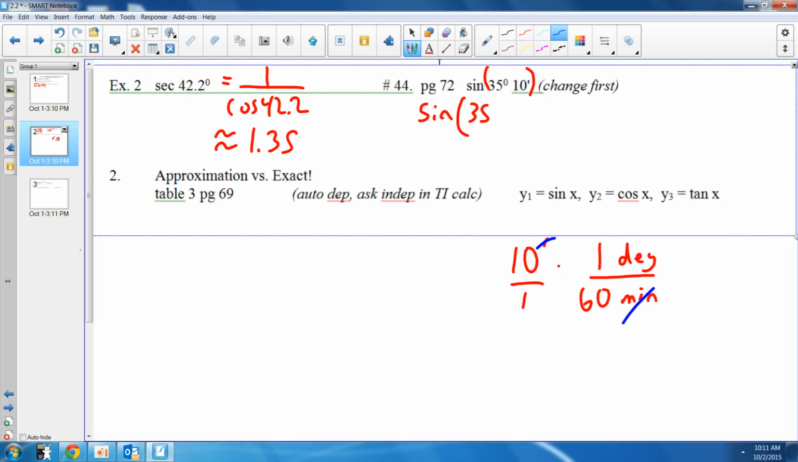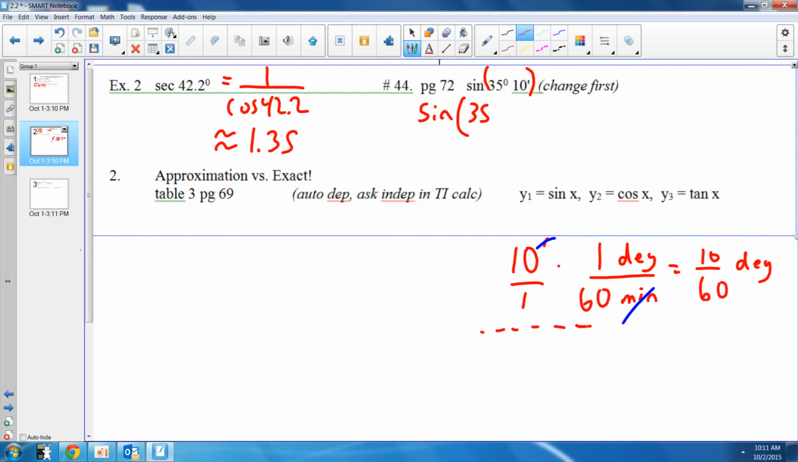So therefore, what you're going to see is it's just going to be 10 divided by 60 degrees. That's one way that you can think about it.